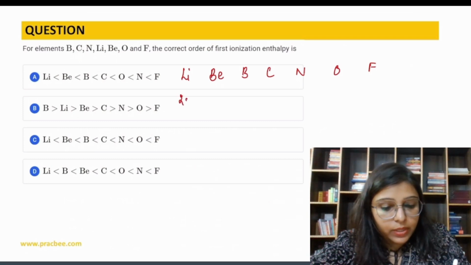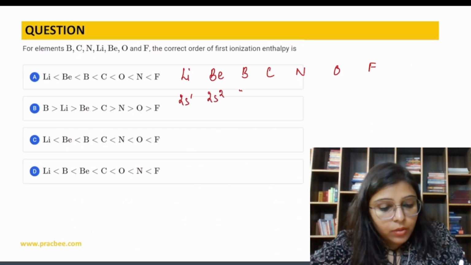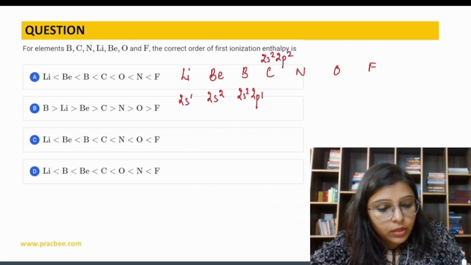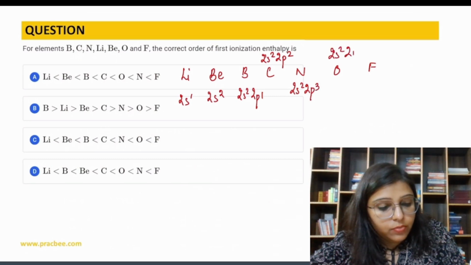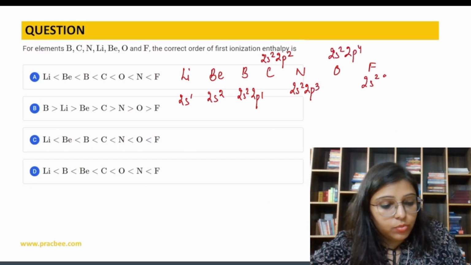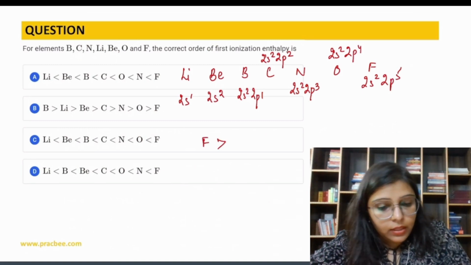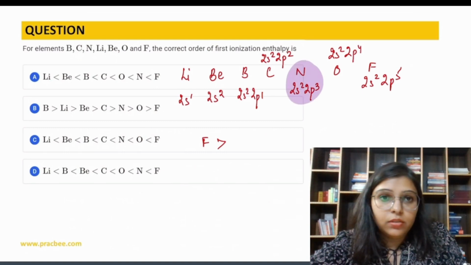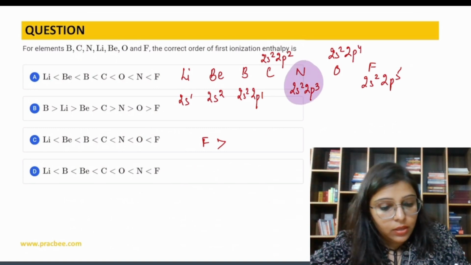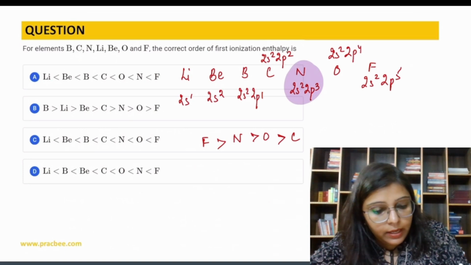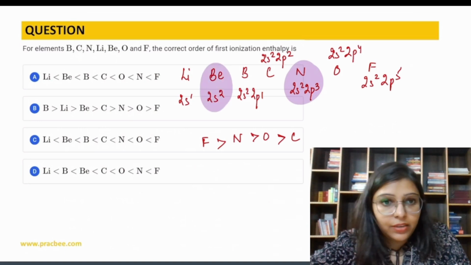Lithium is 2s1, beryllium is 2s2, boron is 2s2 2p1, carbon is 2s2 2p2, nitrogen is 2s2 2p3, oxygen is 2s2 2p4, and fluorine is 2s2 2p5. So highest is fluorine, then half-filled, more ionization enthalpy. So nitrogen, then oxygen. Then we have carbon, and here fully filled and the penetration effect.